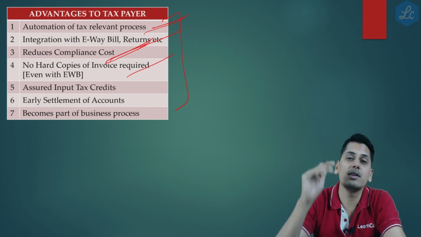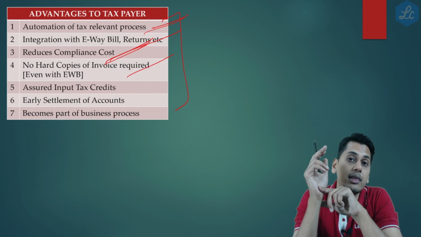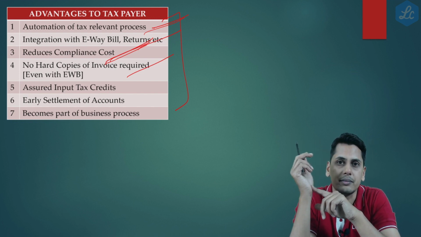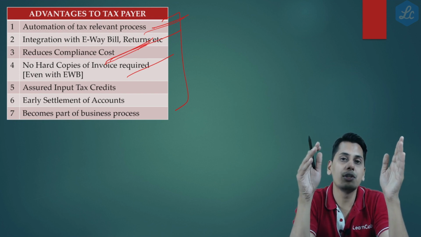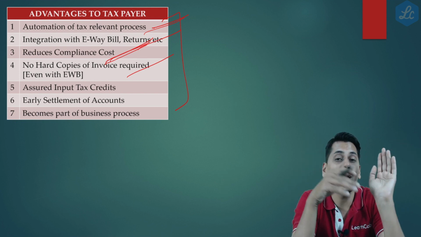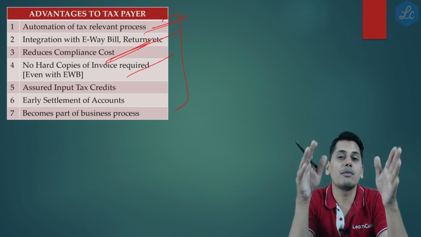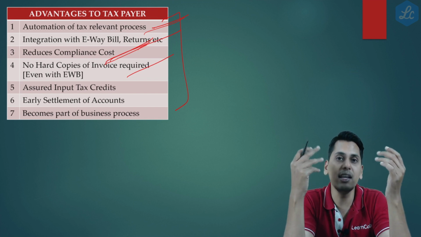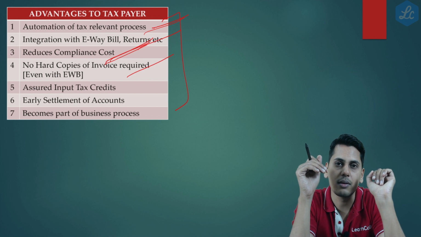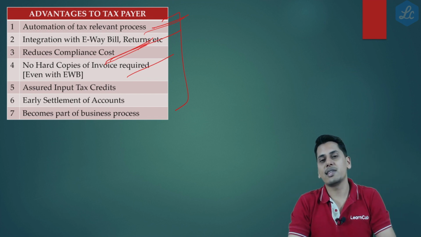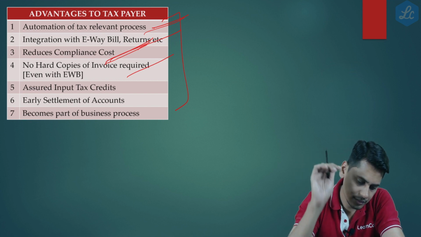No hard copies of e-invoice are required, even in case of e-way bill. Friends, if you could recollect, in rule number 138, what are the documents which should go along with the movement of goods? You should either have an invoice or a delivery challan, and wherever the consignment value exceeds 50,000 rupees in case of interstate movement, an e-way bill copy is also required. Now friends, in those cases, if you have an e-invoice, hard copies are not required.